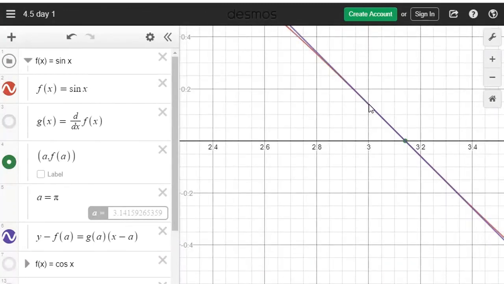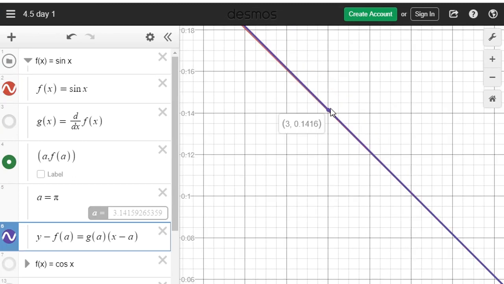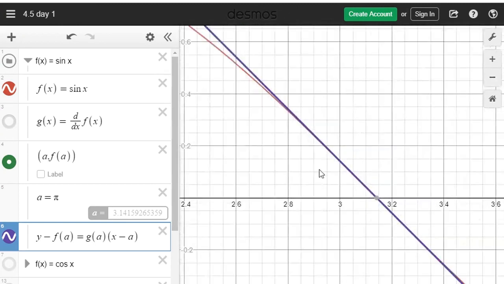So the function value at 3 is 0.14112. And the value of the linearization is 0.1416. That's really, really close. And so linearizations are good for approximating things.